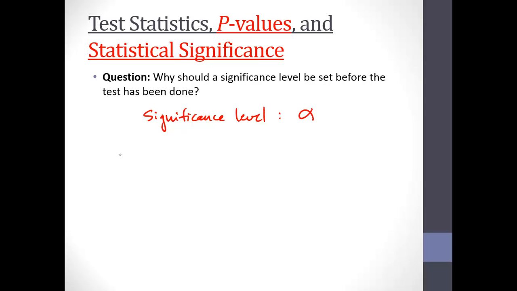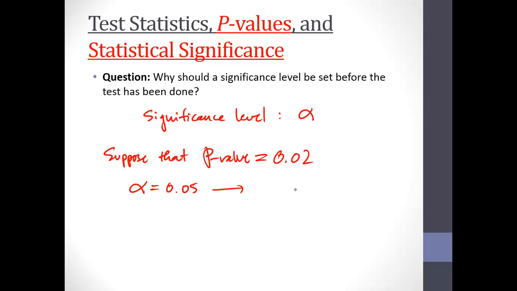Well, let's suppose that the p-value for whatever our example was is something like 0.02. So suppose my p-value is 0.02. If alpha is equal to 0.05, then I reject the null hypothesis. But if alpha is equal to 0.01, now my p-value is not smaller than alpha, and so I will fail to reject.